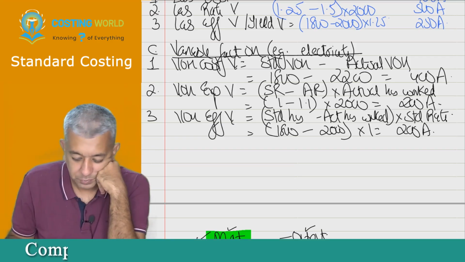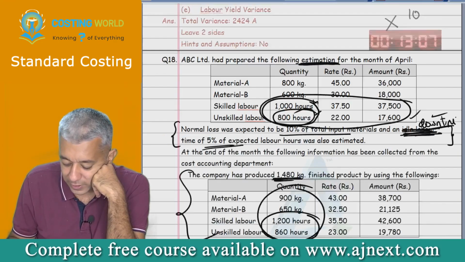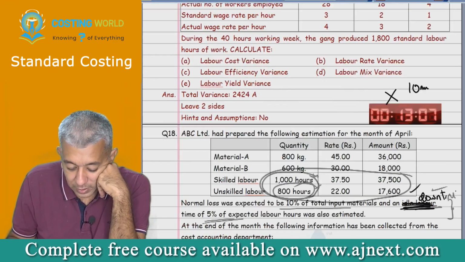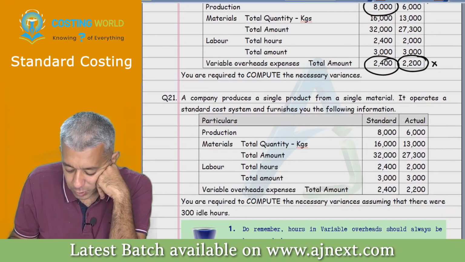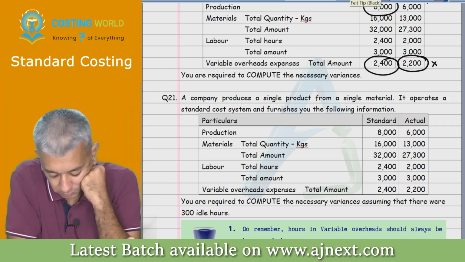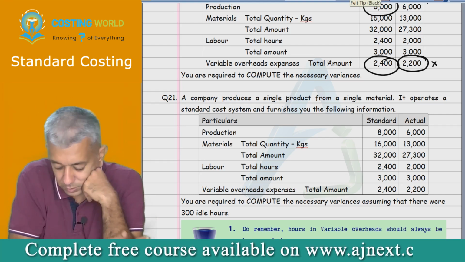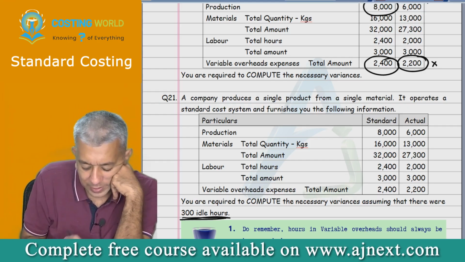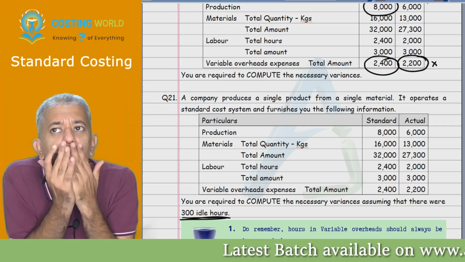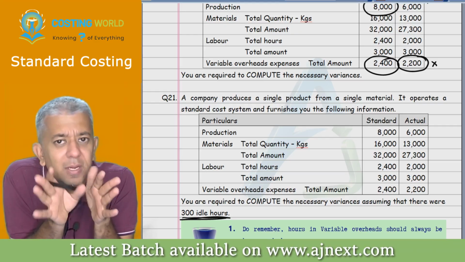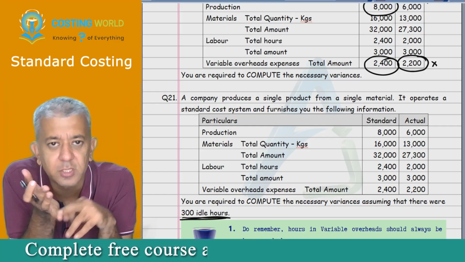Now, listen. This particular job is done. Now, everybody will do this particular thing for me. Question number 20 and 21 are ditto the same. You tell me what is the difference, except the question number. There are 300 idle hours. By default, idle time means abnormal idle time. Idle time should not affect material, so material will remain the same. What will be changing is wherever hours come.